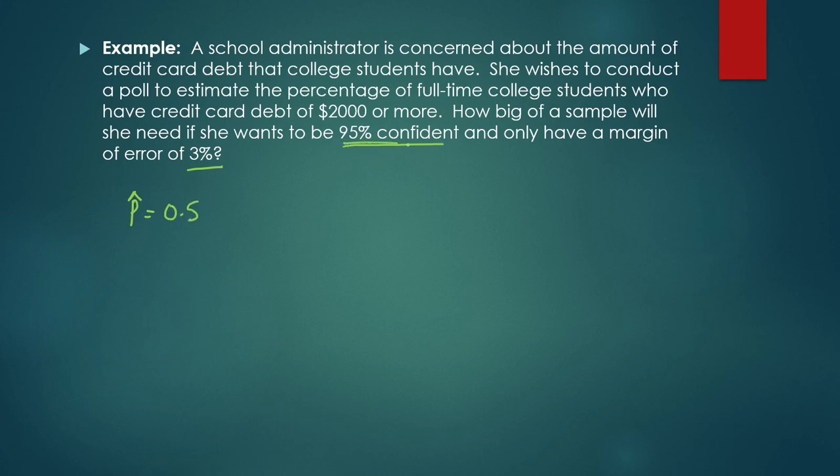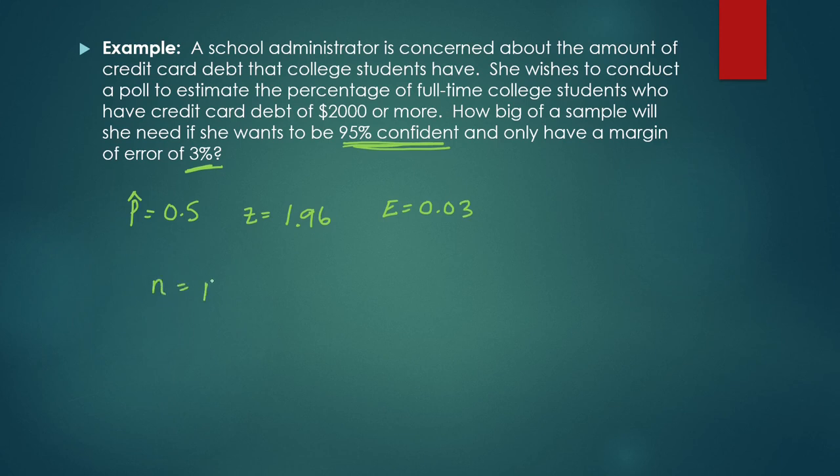And I want to have a confidence interval of 95%, so we need to use z equals 1.96. E is equal to 3%, so in a decimal that's 0.03. And we'll plug in the values into the formula.